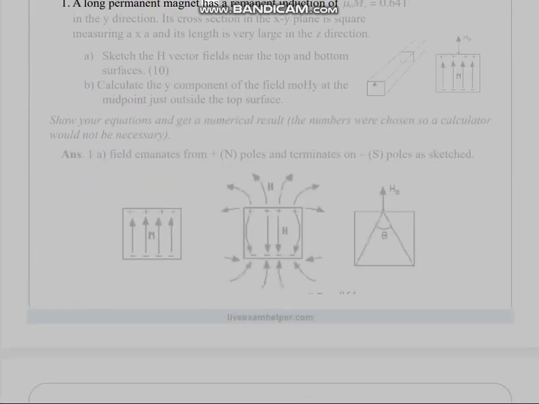1. A long permanent magnet has a remnant induction in the y direction. Its cross-section in the xy plane is square, measuring a by a, and its length is very large in the z direction.